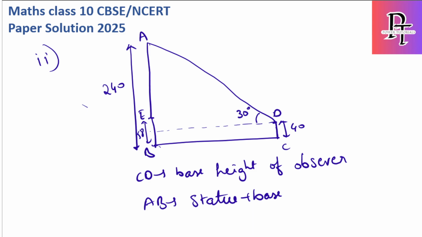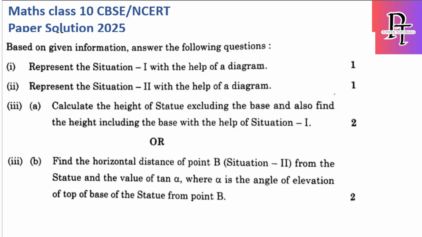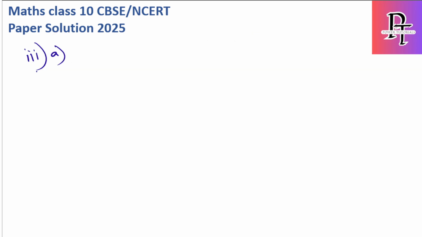Okay, let's see the questions of third one now. Let's see which is easy, A or B. Calculate the height of statue excluding the base and also find the height including the base with help of situation 1. Okay, this is easy one only. Find the horizontal distance of point B, situation 2, from the statue and the value of tan alpha, where alpha is the angle of elevation of top of base from the point B. Okay, this is little tricky when compared to A. So again, A is much easier. Okay, we'll solve again both 3A part. What is the situation A? Let's redraw the diagram again.